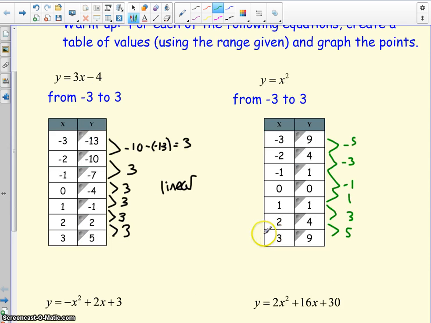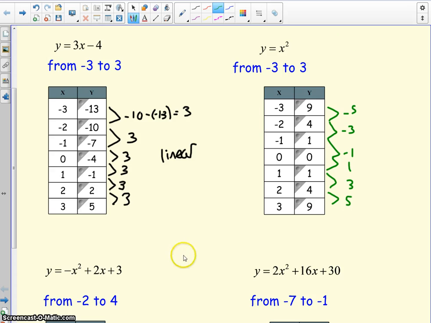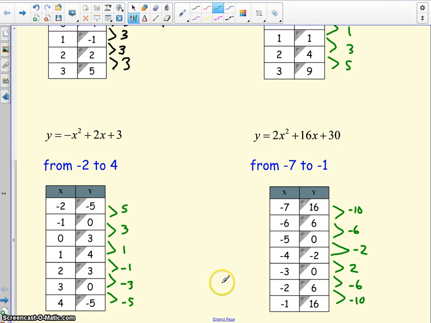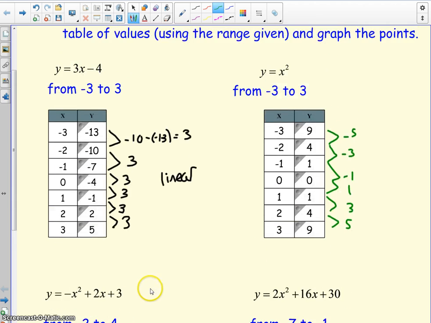Okay, so again, just take a minute here and check your answers for the first differences for y equals x squared and for these two guys down here. Now, you'll notice here when you did the first differences that unlike the first one, the first differences weren't constant. They're all kind of different. Let's take a look at the graphs of these and see what we get.